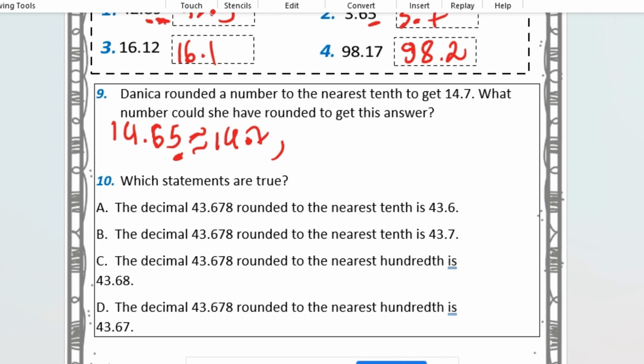You can also write 14.71. When you round this number, 1 is less than 5, so this will stay the same. So it will be 14.7. And you can also write 14.67, 14.68, 14.69, 14.72. So we have many answers for this question.